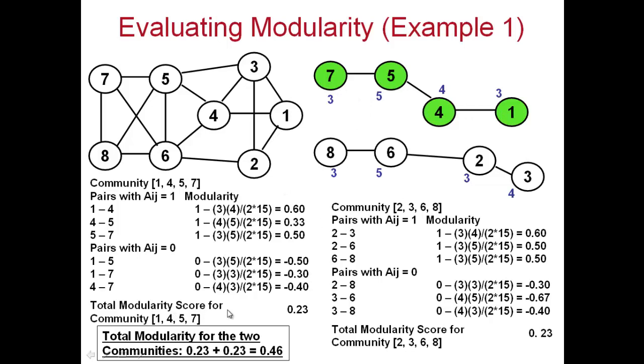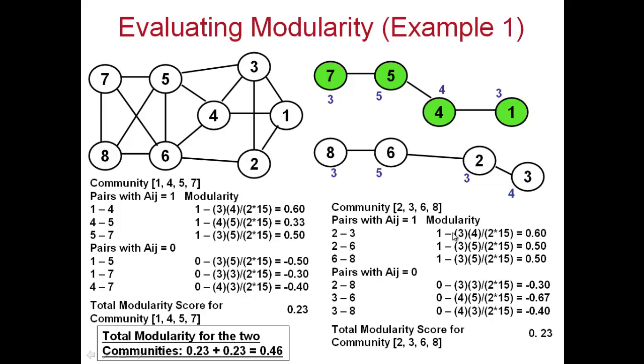Using the same approach, you can compute the modularity score for this community 2, 3, 6, 8. So you write down all possible combinations of these 4 vertices: 2, 3, 2, 6, 2, 8, 3, 6, 3, 8 and 6, 8. So these are the 6 combinations. And 3 of these pairs have an edge between them.